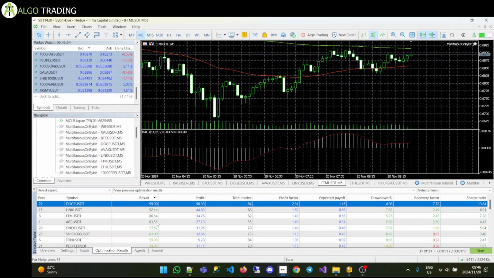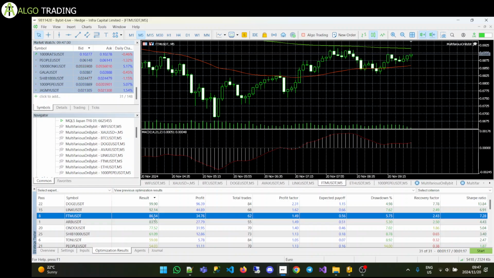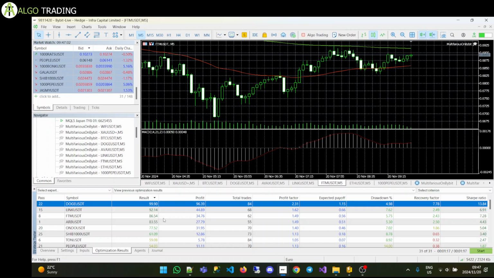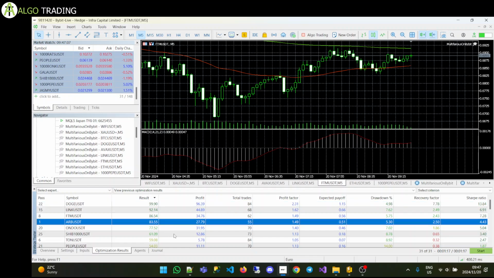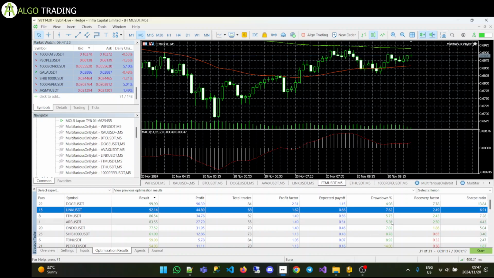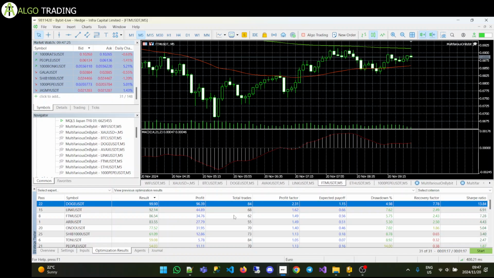So you can see the result here is 99. So anything above, like say 85, 83, you can see there's like a darker green color. Those are generally good results. So what you're looking for when you run optimizations or back tests is a result above 80, so it must be this dark green color, and you want your drawdown to be the lowest it possibly can be. So if you look at the Doge results, the result is 99 and the drawdown is 44.98%, which is very good, and the profit is $96. So with an initial deposit of 200, you'd make 50% over that 3-month period.